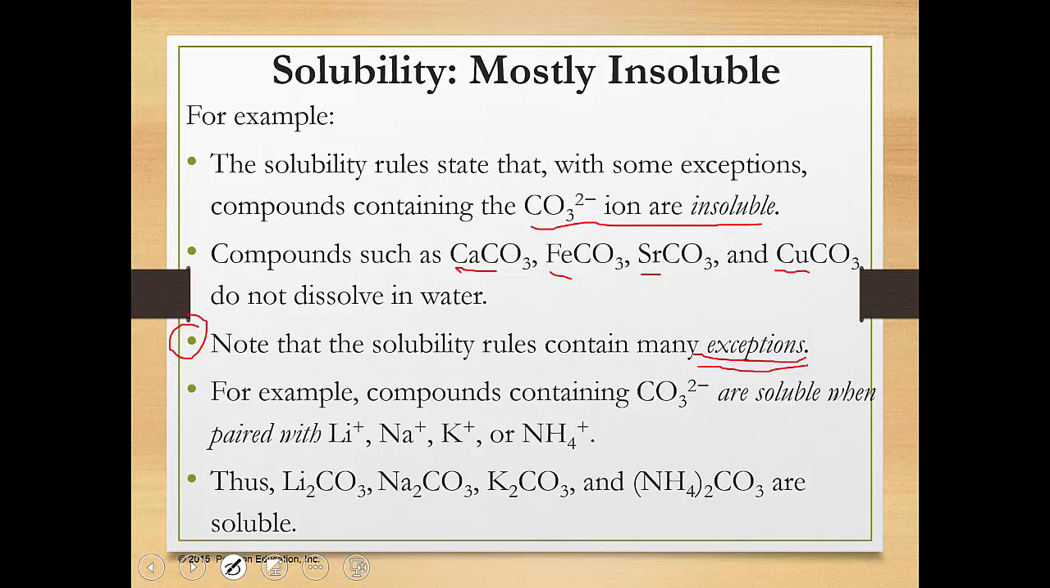One set of rules supersedes another. For example, carbonates tend to be insoluble, but these cations are always soluble. That rule came first, so we apply it first. If the cation says it's soluble and the anion says insoluble, which rule came first? The cation rule came first, so we apply that one. So lithium carbonate, sodium carbonate, potassium carbonate, and ammonium carbonate are all soluble. Calcium carbonate, magnesium carbonate, silver carbonate are not soluble.